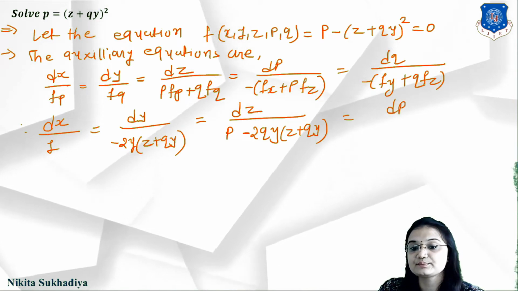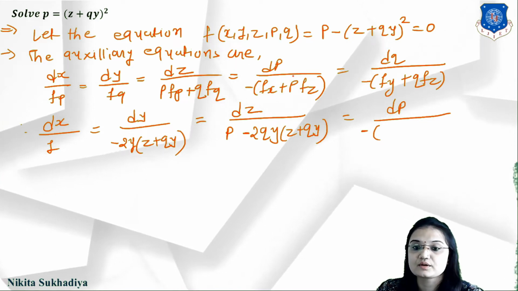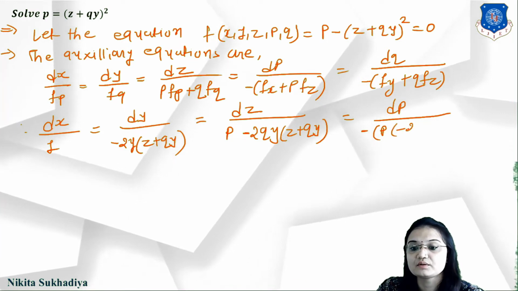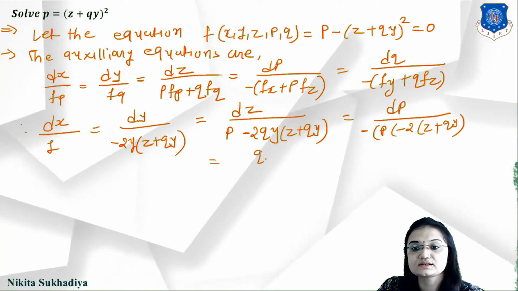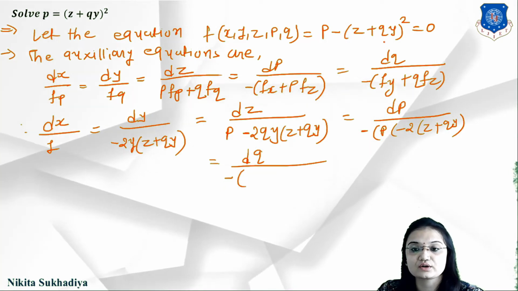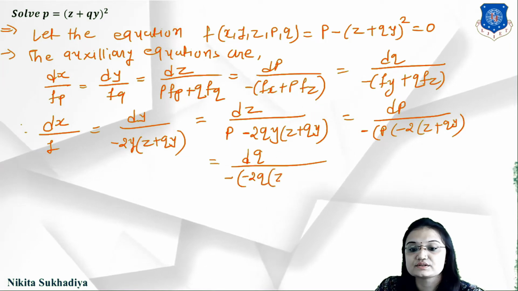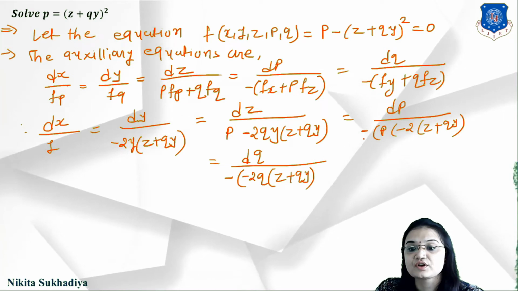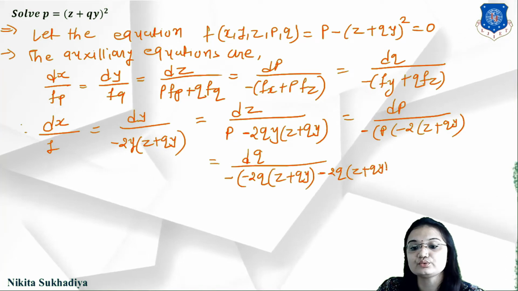Okay, next is dp upon minus the derivative of this equation with respect to x, that is 0, but into p into f of z, so this will become minus 2 z plus q y. Okay, and next is dq upon minus the derivative with respect to y of this equation, so this will become minus 2q z plus qy. And second, we have here minus again 2q, this will become z plus qy.